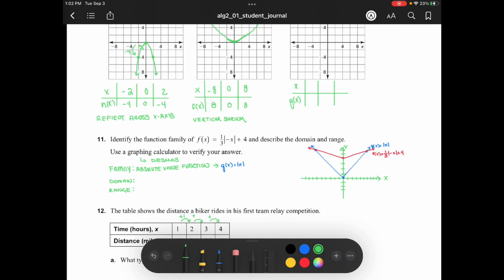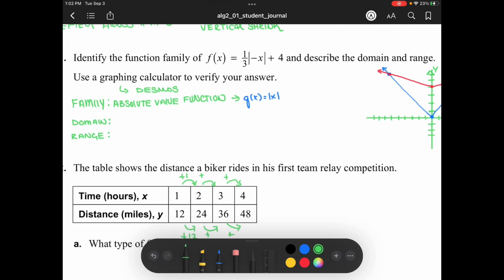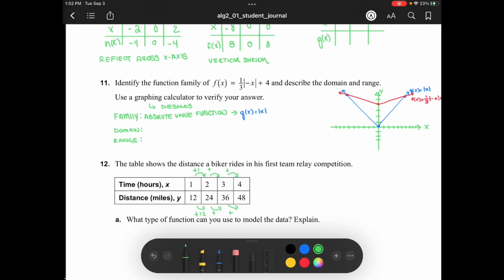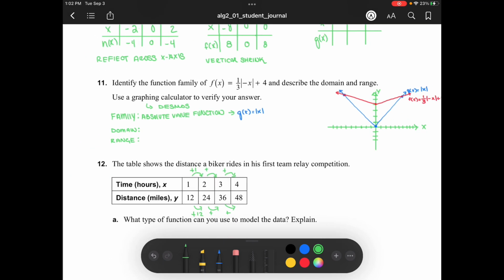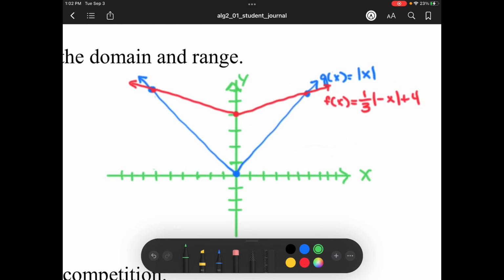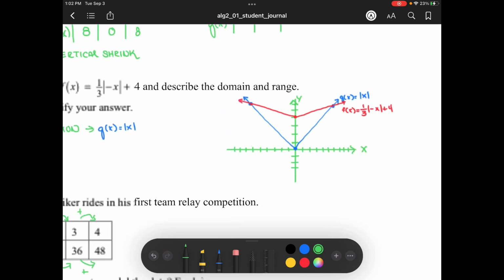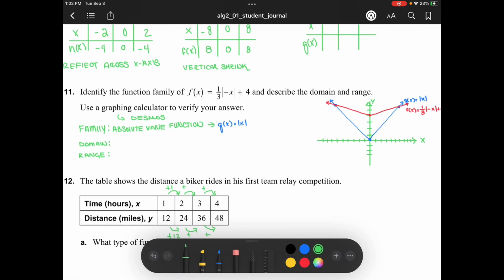Okay. All right, this next one, you can go ahead and graph this one in Desmos. This is one of those occasions where we can use Desmos. I've also sketched the graph over here, just in case. And I've put the parent function in blue, and I've put our transformed function in red. The family is the absolute value function, yeah?